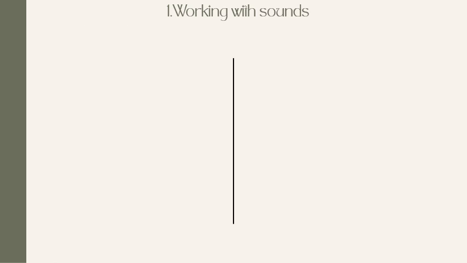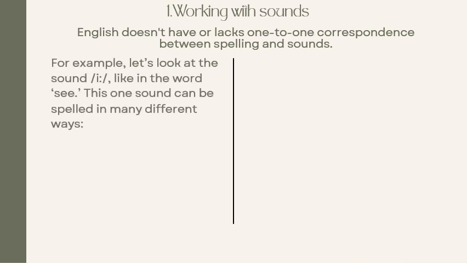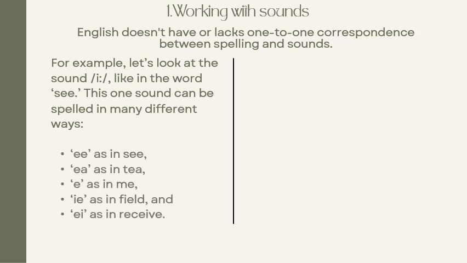Now, let us compare this to English. Unlike Khmer, English doesn't have a one-to-one correspondence between letters and sounds, or at least it lacks that. For example, let's look at the sound E, like in the word see. This sound can be spelled in many different ways. The words see, tea, me, field, and receive all have the sound E, but the way they are spelled is not the same. This variety can make spelling and pronunciation very challenging for learners of the English language.